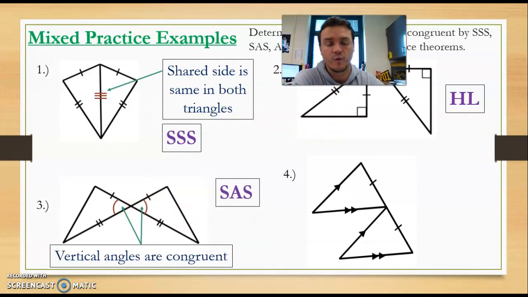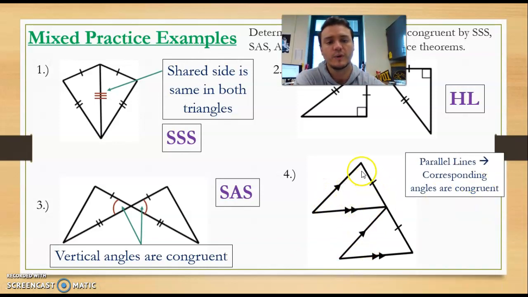All right, number 4, this is typically going to be the trickier ones when you're dealing with parallel lines, because we have to be able to think back to the last unit where we're dealing with alternate interior angles, corresponding angles, and all those. So in here, because these lines are parallel that have the one arrow on it, we have corresponding angles, meaning that these angles here, because these lines are parallel, this is a transversal that cuts all the way through here, these angles would be corresponding.